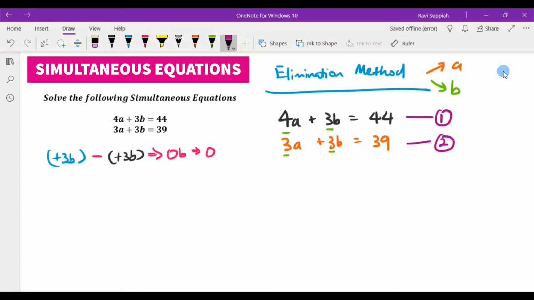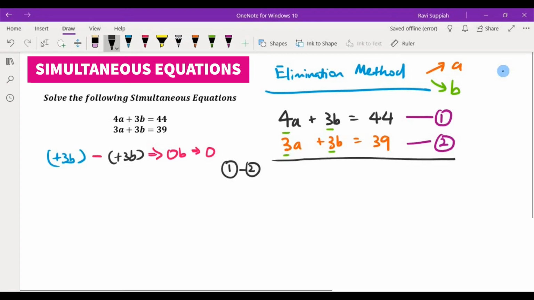So what I'm going to do now is take equation 1, subtract equation 2. When I take equation 1 subtract equation 2, what do I get? 4a minus 3a, I get a. 3b minus 3b, I get 0, so I don't need to write that. Equals 44 minus 39, I get 5. So that is your answer for a. a equals 5 is the first part of the answer.